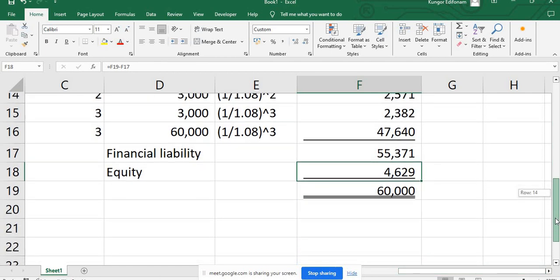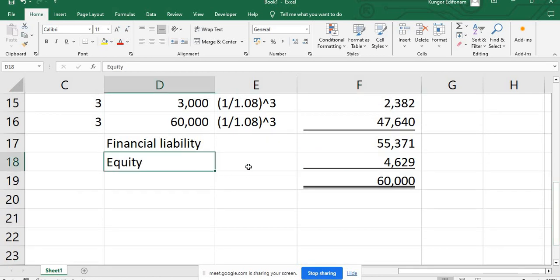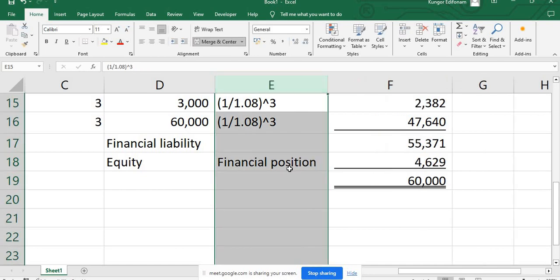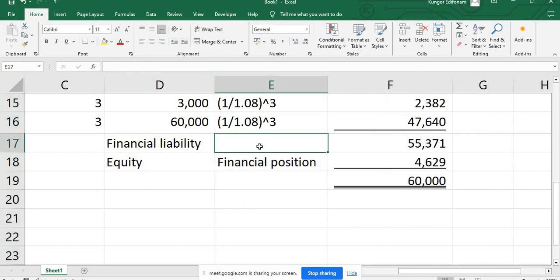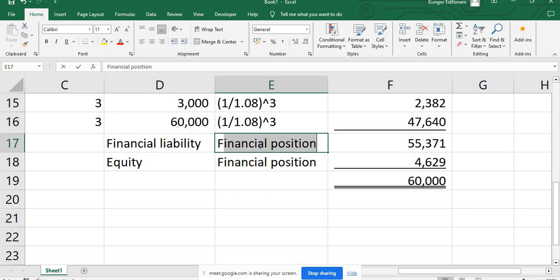So that is it. When you are done, this item will go into your financial position. Both will go into your financial position, but this one goes straight forward without any adjustment, so we'll add it to equity. But this one will need further adjustments, which we call amortization.